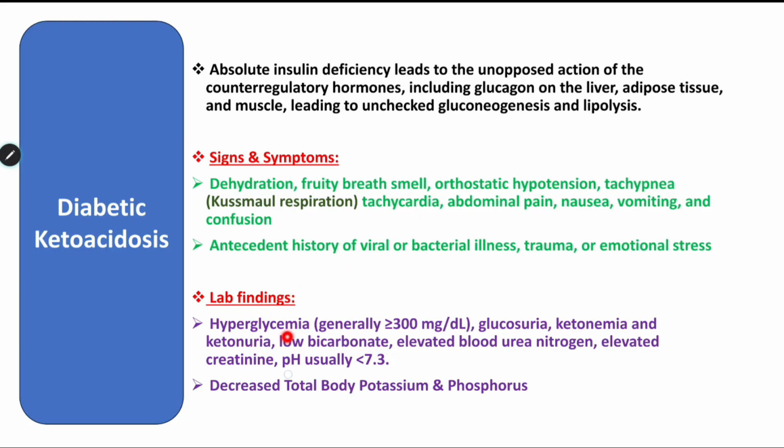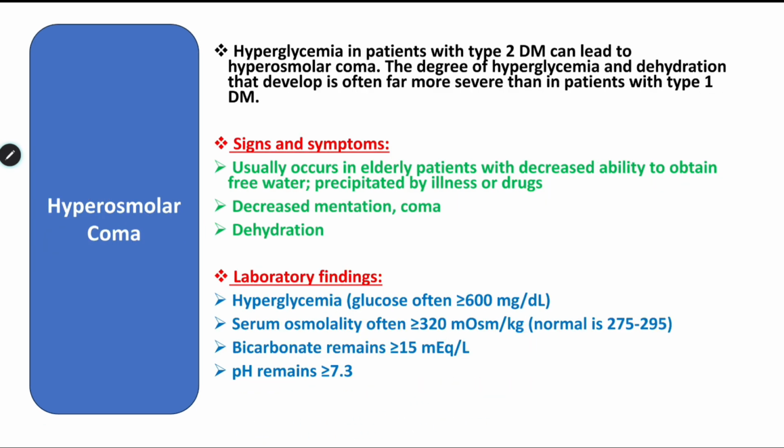In the labs, you will find hyperglycemia, which is around 300 mg per deciliter, glucosuria, ketonemia, ketonuria, low bicarbonate, elevated blood urea nitrogen, elevated creatinine, because it causes acute kidney injury. And pH is less than 7.3. This kind of acidosis is slightly more severe compared to hyperosmolar coma, which we will see. There is decreased total body potassium and phosphorus.